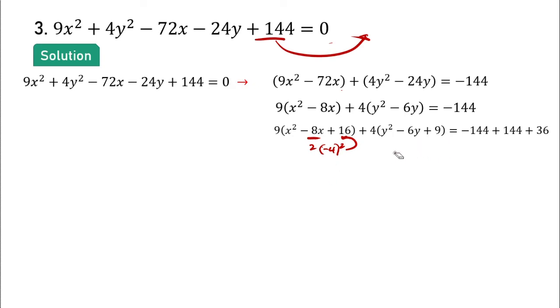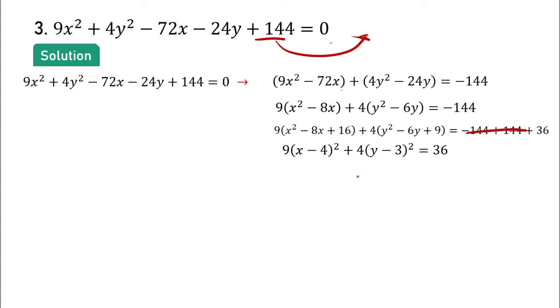Erase na natin. And copy natin negative 144 plus 144. Why? Because yung 9, i-multiply natin sa 16, so that is 144. Yung 4 naman, multiply natin ng 9. Okay? So let's simplify. So we're going to factor this one. So magiging 9 times quantity (x minus 4) squared plus 4 times quantity (y minus 3) squared equals, syempre, magiging 0 plus 36, so 36.